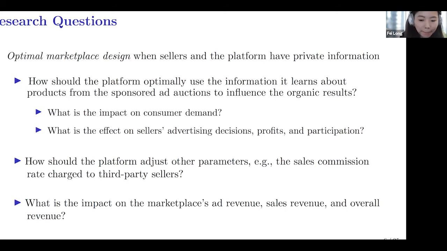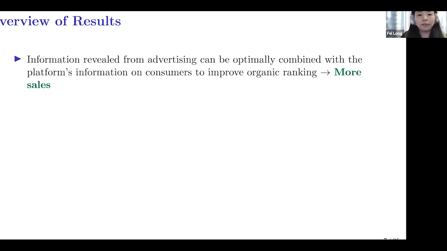Okay, good. And now before going deeper, let me give you an overview of the results. So what we find is, first, yes, good news is information revealed from ad can be optimally combined with the platform's information to improve organic ranking. So the intuition is, before, the platform doesn't have some of the sellers' private information. Now you can learn this information from ad. And more information is always better, because you can provide better search results to assist consumer search and purchase. And if consumers purchase more, you get more commissions, more sales. So this is from the sales perspective. From the advertising perspective, it's also good.